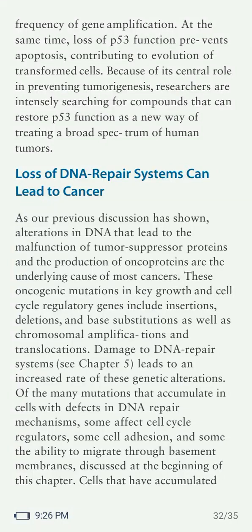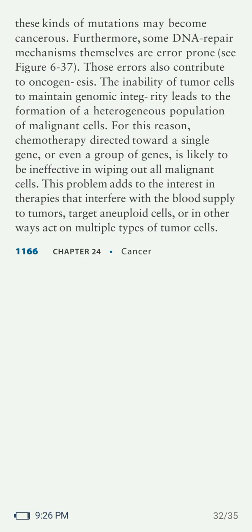Of the many mutations that accumulate in cells with defects in DNA repair mechanisms, some affect cell cycle regulators, some cell adhesion, and some the ability to migrate through basement membranes. As discussed in the beginning of this chapter, cells that have accumulated these kinds of mutations may become cancerous. Furthermore, some DNA repair mechanisms themselves are error prone. Those errors also contribute to oncogenesis.